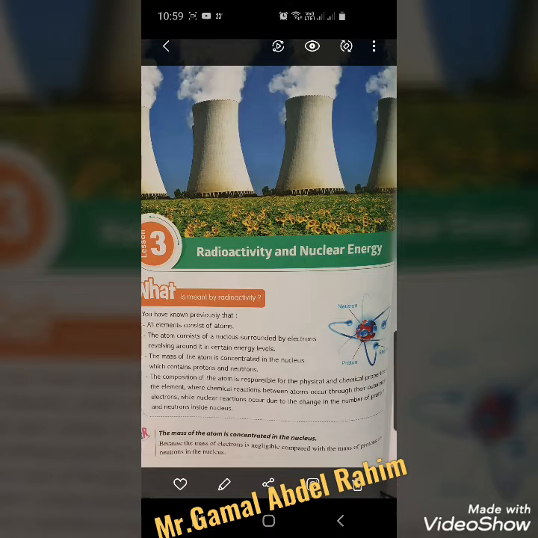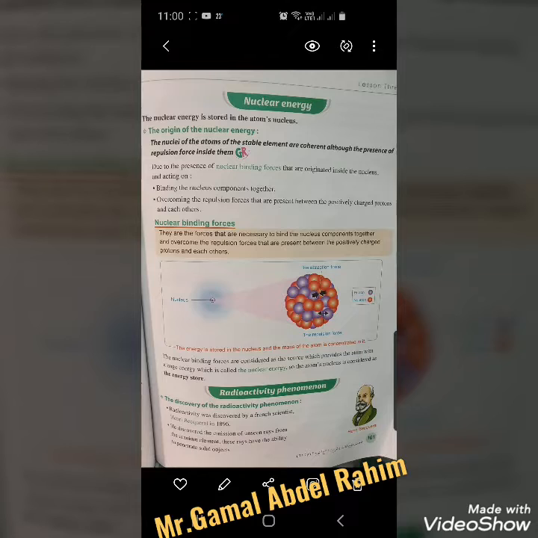But the nuclear reactions, not the chemical reactions, depend on the nucleus, on the number of protons and the number of neutrons. So when we are talking about nuclear reactions or nuclear energy, we are talking about what is inside the nucleus of the atom. We are not talking about electrons. Electrons are responsible only for the chemical reactions. So nuclear energy is the energy stored inside the nucleus of the atom.